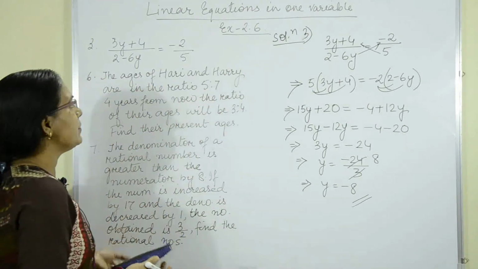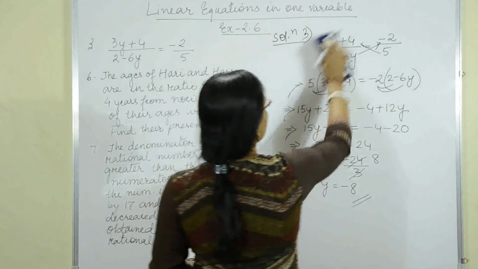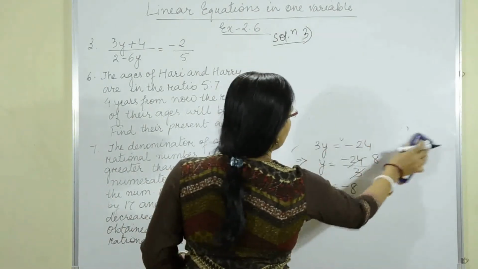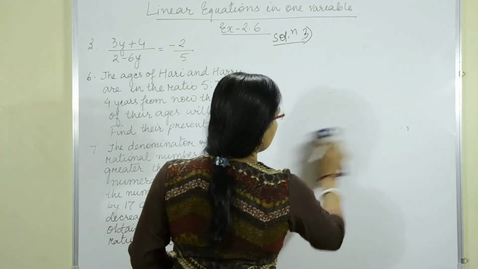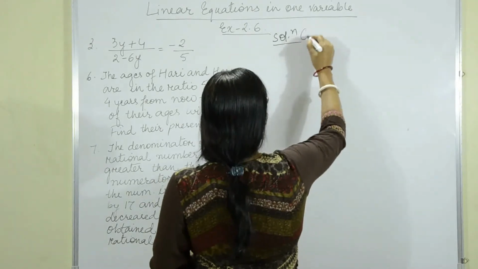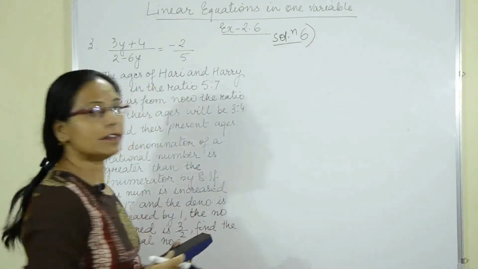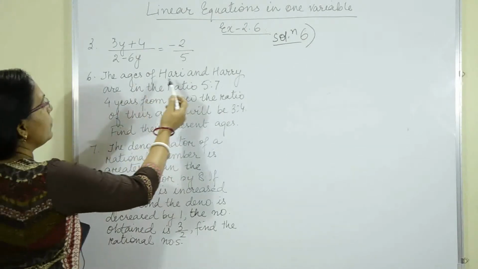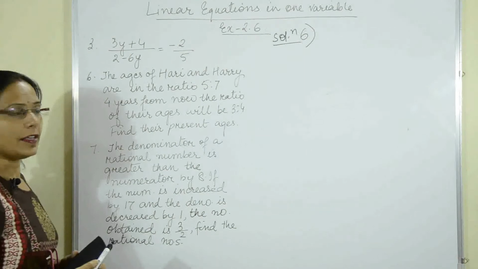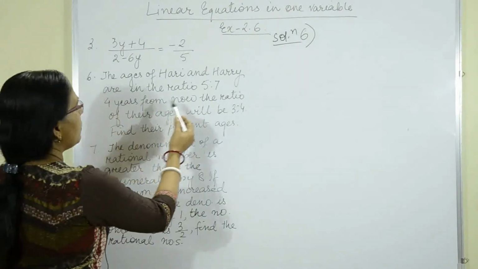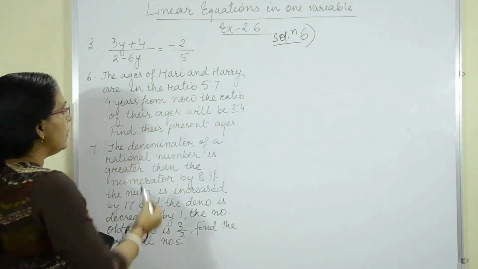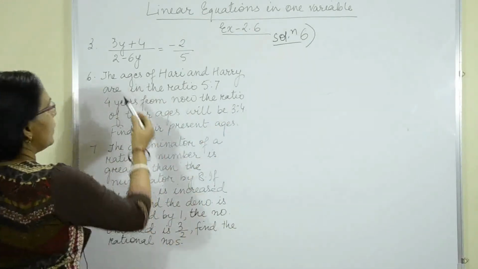Now, let us proceed to the next. The next question is a statement based question where first we will have to form the equation based on the given statement. So, let us see what the statement says. Now, this is number 6. The statement says the ages of Hari and Harry are in the ratio 5:7. Now, 4 years from now, the ratio of their ages will be 3:4. Find their present ages.